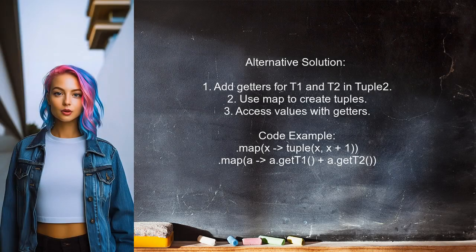An alternative approach suggested by another user involves adding getters for the elements in Tuple2. This way, you can access the values directly without needing typecasting. They recommend using the map function to create a tuple and then another map to retrieve the values using the getters.